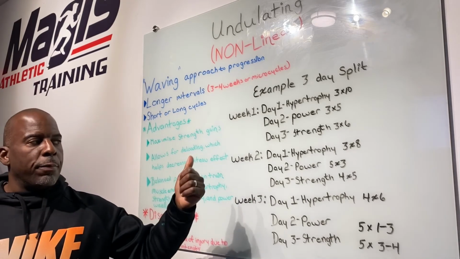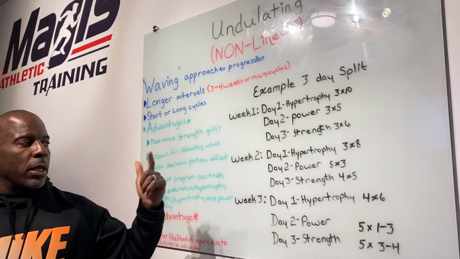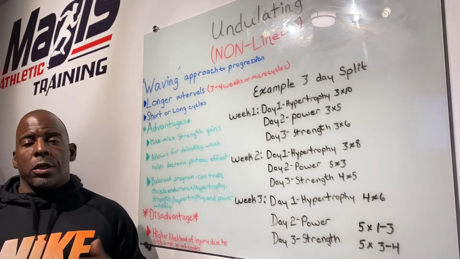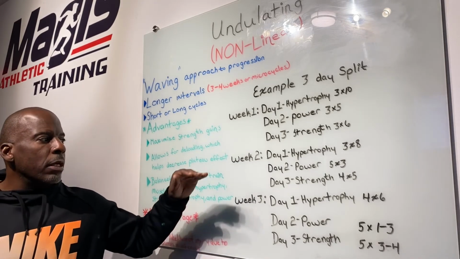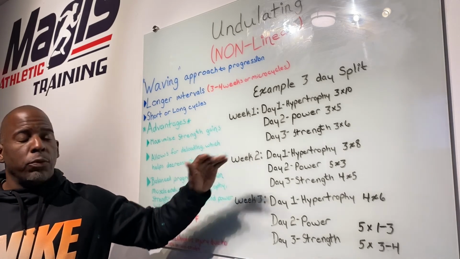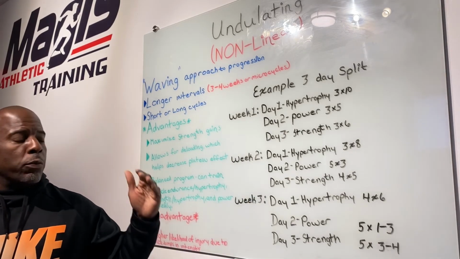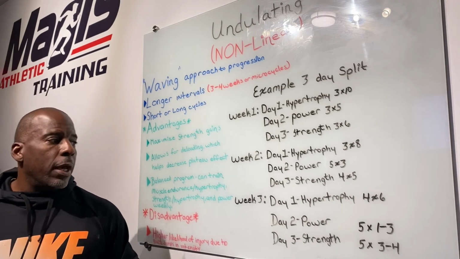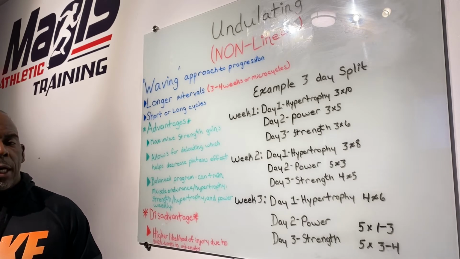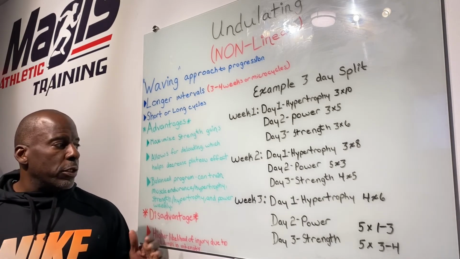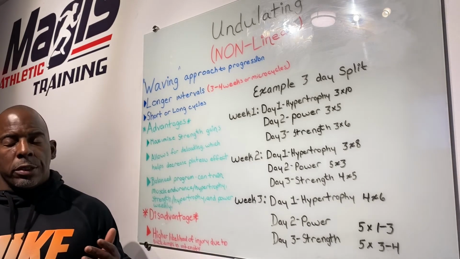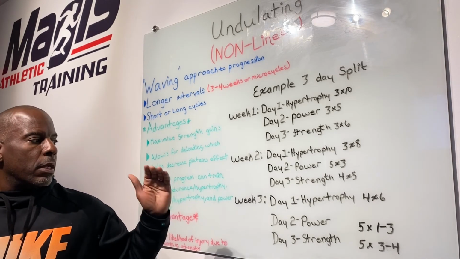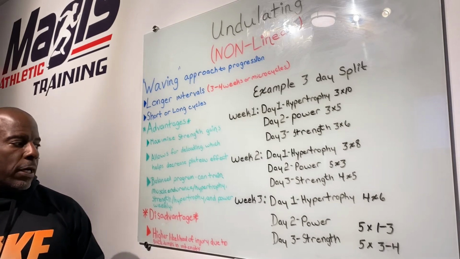So day 1, hypertrophy, 3 by 10. Day 2, power, 3 by 5. Day 3 is going to be strength, 3 by 6. Week 2, day 1, we're going to do some hypertrophy work, 3 sets of 8. Our power work is going to be 5 sets of 3. And our strength work will be 4 sets of 5. So again, during week number 2, day 1 hypertrophy, 3 by 8. Day 2 power, 5 by 3. Day 3 strength, 4 by 5.